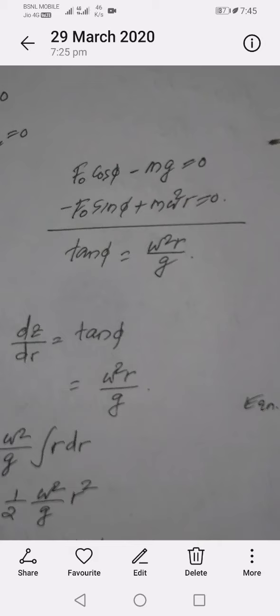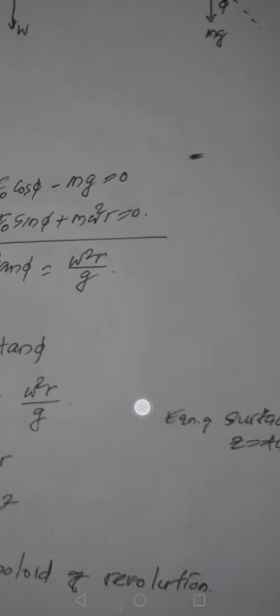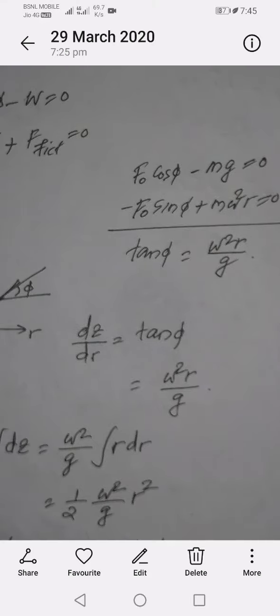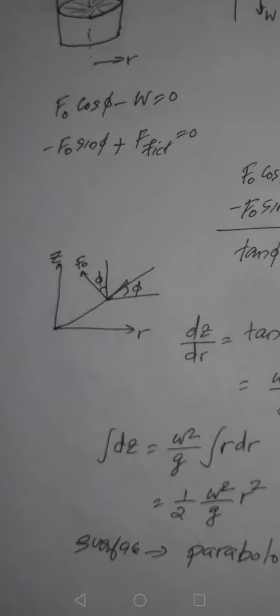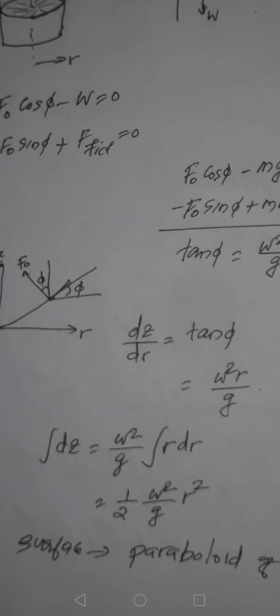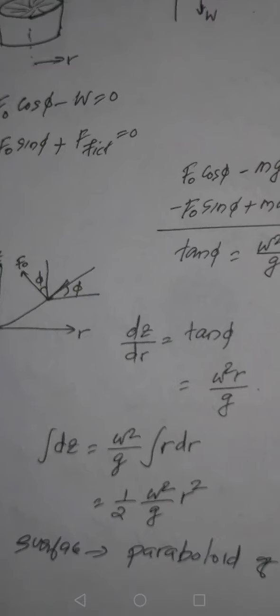So what is the equation of the surface? The equation of the surface is z equal to f of r, and that is what I want. So I just want to integrate. The integral of dz is equal to omega square by g times the integral of r dr. The integral of r dr is r square by 2. Therefore z is equal to half omega square by g times r square, which is the result we obtained.